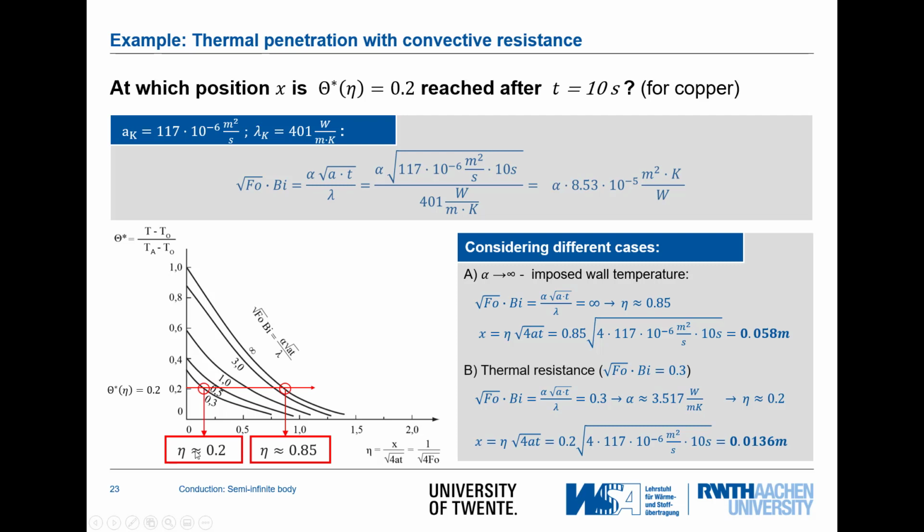And with this value of eta approximately 0.2, we can go into our equation of x equal to eta times the square root of 4at, and calculate again the penetration depth, which is in this example now 1.36 centimeters. So the penetration depth is much lower. But we can also see from this diagram, which shows the temperature profile, that the temperature drop from 1 to, let's say, maybe 0.35 here, is very much inside the gaseous or liquid phase instead of inside the solid phase.